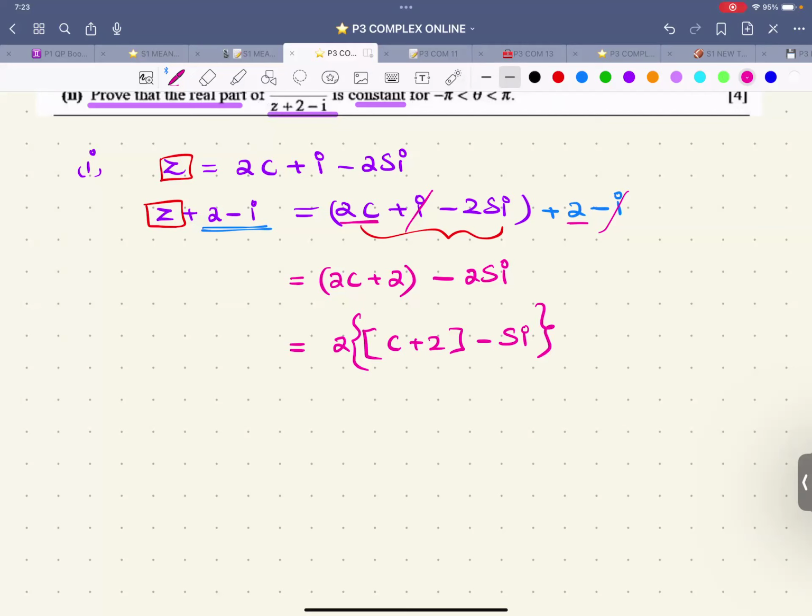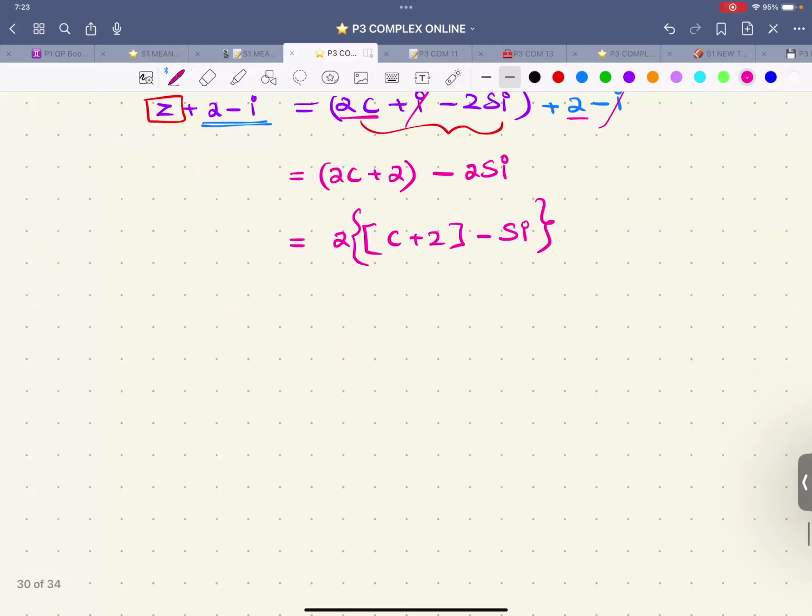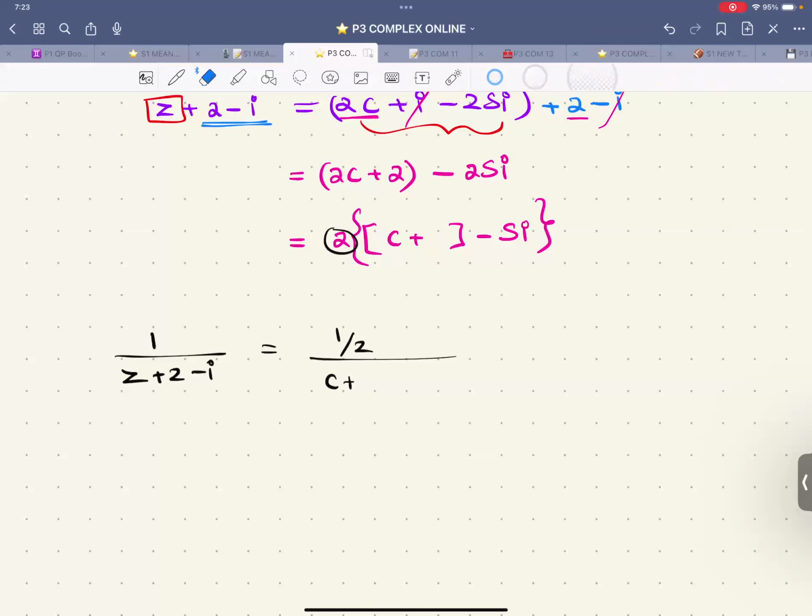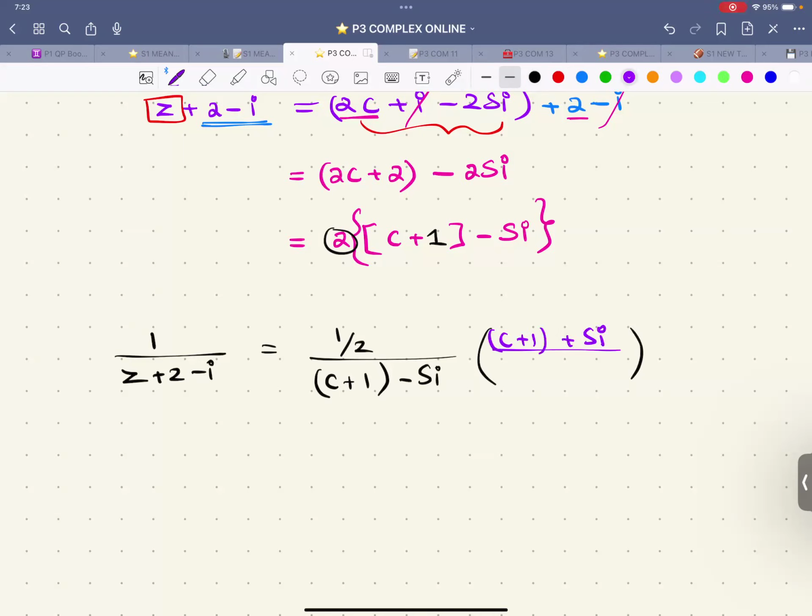So this is just the denominator. I'm focusing on the denominator. Now 1 over z plus 2 minus i is the same thing as 1 over, I'm writing this 2 at the top, c plus 1. Actually, this will become 1, so let me correct myself. Because I've taken 2 common out, c plus 1 minus si. Now what do I need to do? I need to rationalize. So this is c plus 1 plus si, c plus 1 plus si.